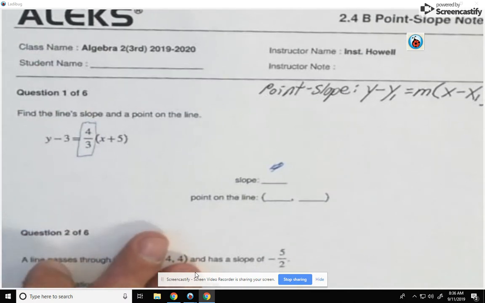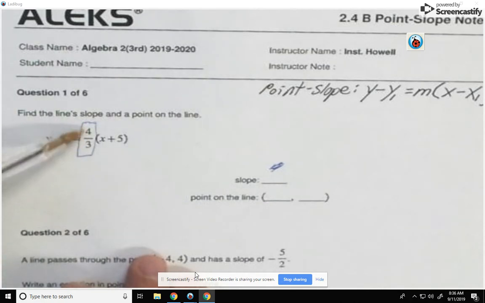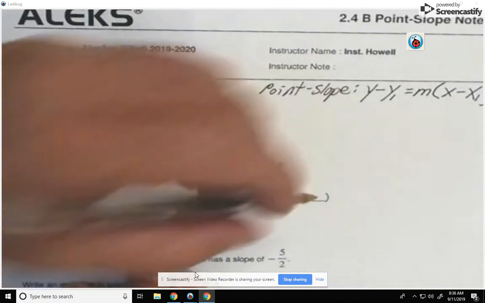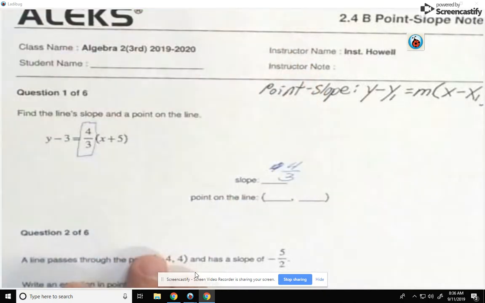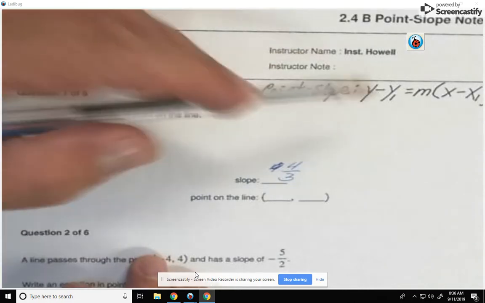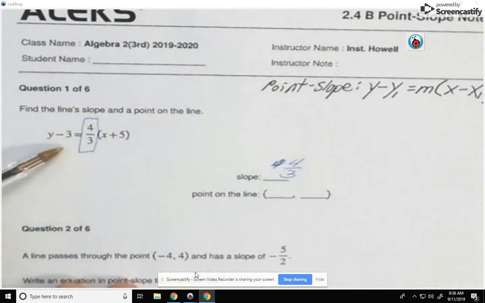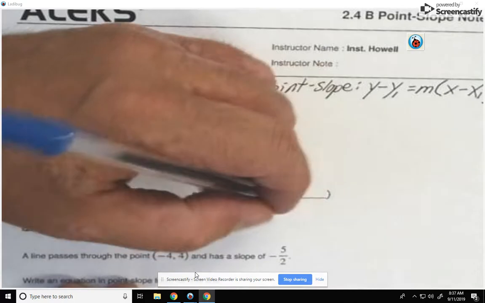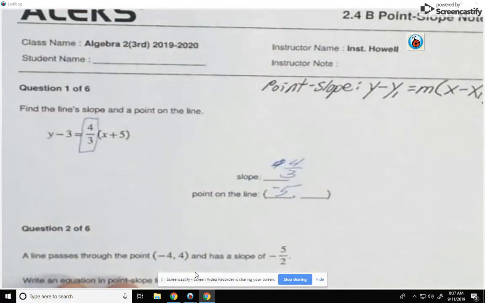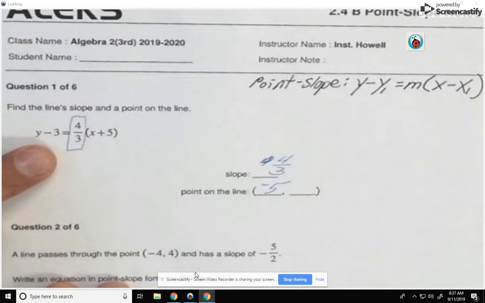Question 1, we're given the equation y minus 3 equals 4/3 times (x plus 5). Again, we know that the slope is the number in front of the parentheses, so in this case our slope is 4/3. Our x and our y come from here and here. Notice that they're minus, which means if you pull them from the equation, you have to flip the sign. So our x, positive 5, we flip to a negative 5. Our y, negative 3, we flip to a positive 3.